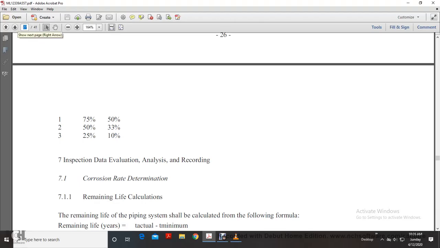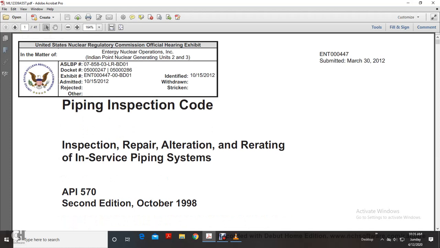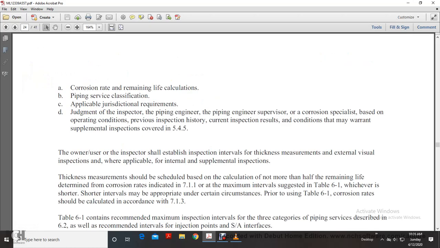All right, Chapter 7, which would be corrosion rate determination. We're just reading in Piping Inspection Code: Inspection, Repair, Alteration, and Re-rating of In-service Piping Systems, API 570, second edition, October 1998. I believe we're on page 24.